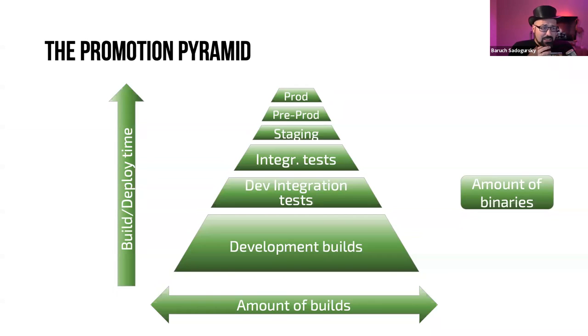This is how it looks. We have this promotion pyramid in which we actually have builds which are tested more and more rigidly throughout the pipeline, and fewer builds survive those tests, up until we have this peak of the pyramid, which is the production servers, to which just a handful of builds arrive, and this is fine.